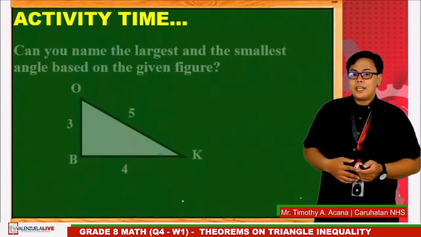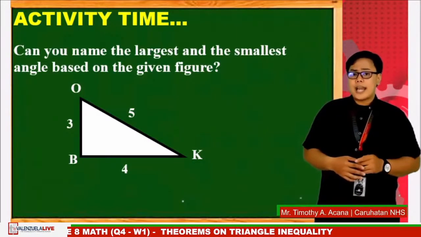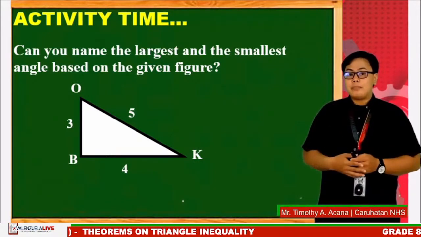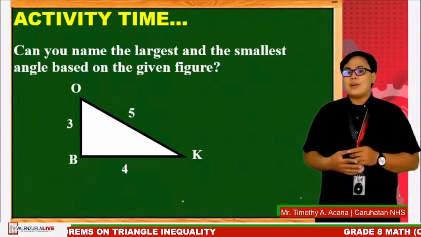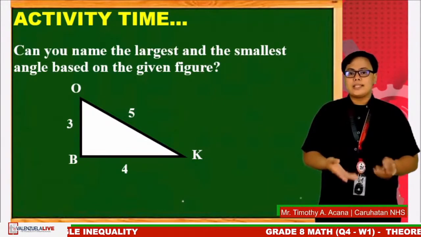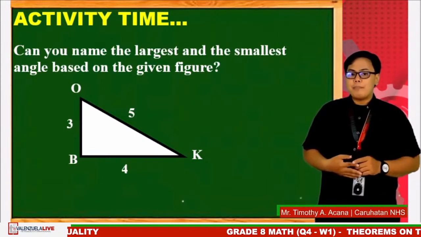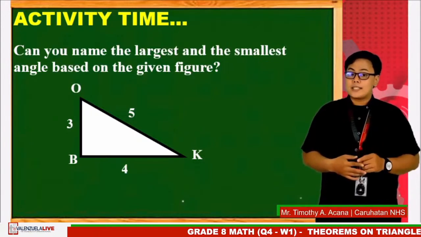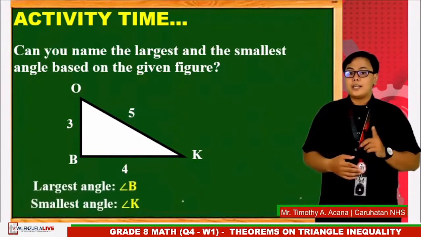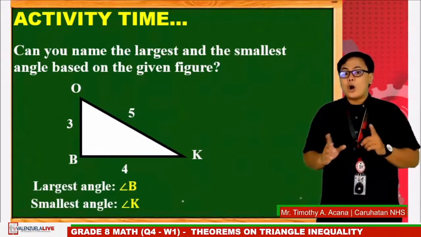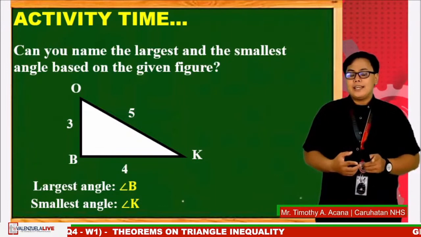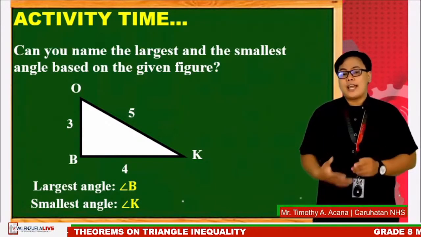For our next activity, can you name the largest and the smallest angle based on the given figure? So we have here triangle BOK with side BO equal to 3, side OK equal to 5 and side BK equal to 4. If you can still remember, the largest angle is opposite the longest side and the smallest angle is opposite the shortest side. Therefore, the largest angle is angle B since it is opposite the longest side, which is side OK, and the smallest angle is angle K since it is opposite the shortest side, which is side BO.